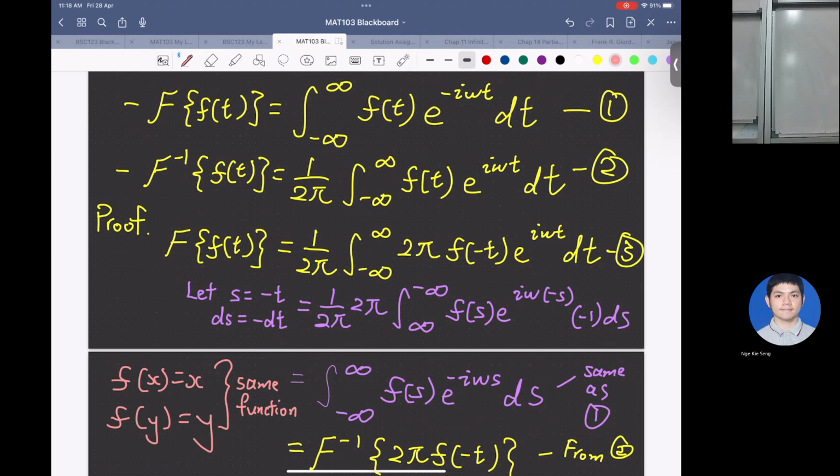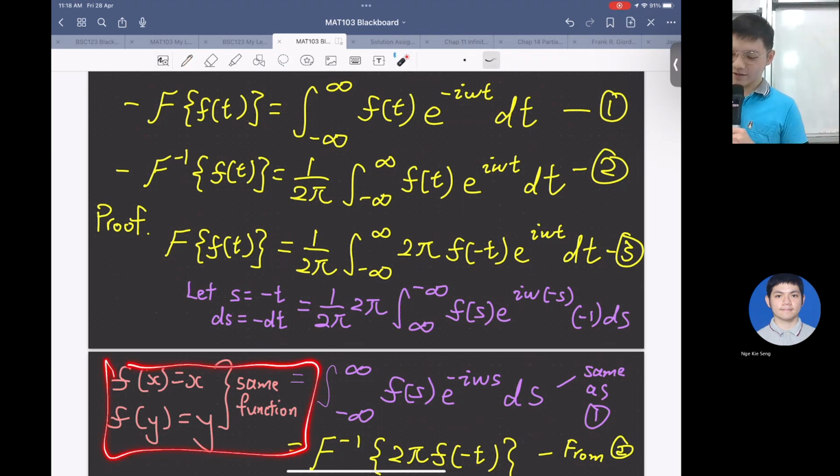Ah, you're still not happy? Try to think about it. I think this question is worth thinking about. But what I can say is this is the same principle as this: f of x equal to x, f of y equals y. You are just changing variable.